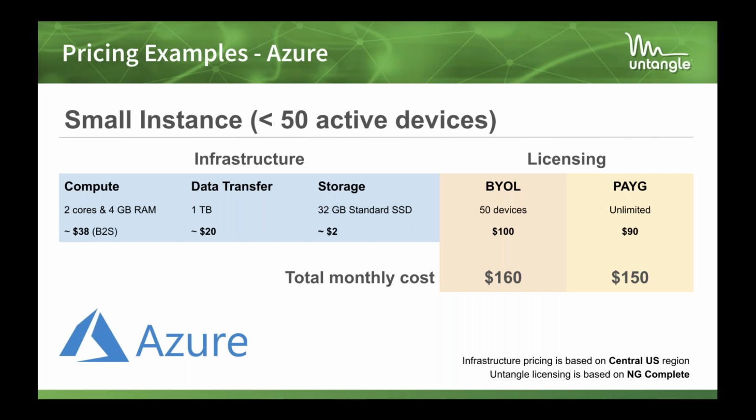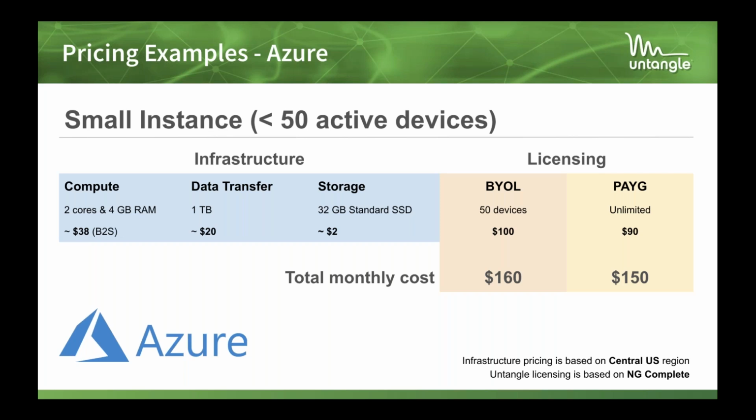Then you've got your data transfer fees, which are somewhat variable and depend on every environment. Here I'm taking an example of 1 terabyte of transferred data, which would cost you $20 for that month. And then the storage: let's say you're not doing a whole lot of reporting and you're going with the basic 32 gigs of SSD storage, that'll run $2 a month. So your total infrastructure cost there is going to be $60 for an entry-level Azure system.